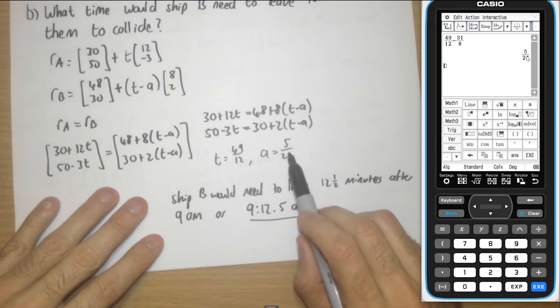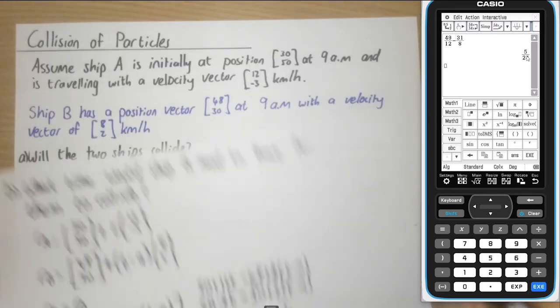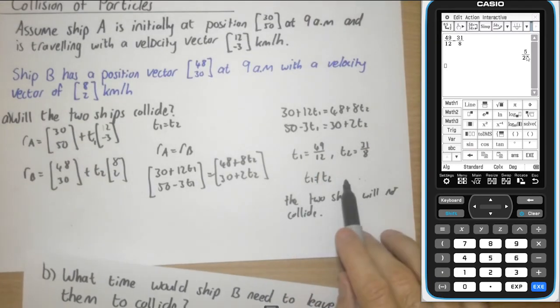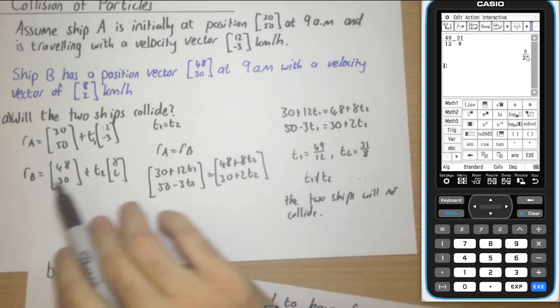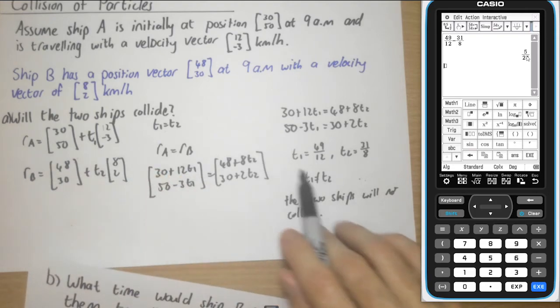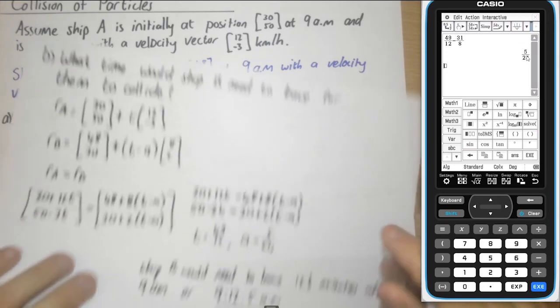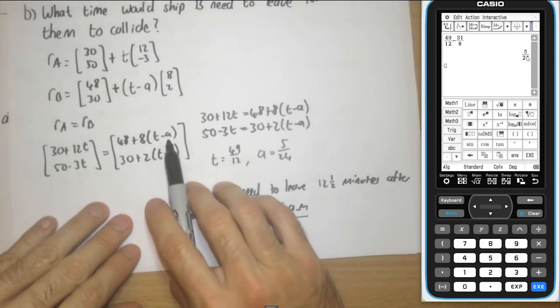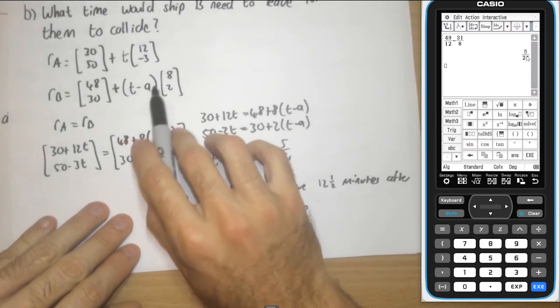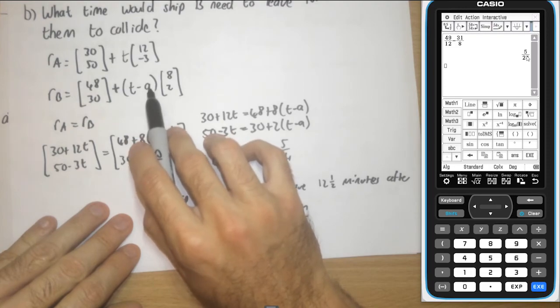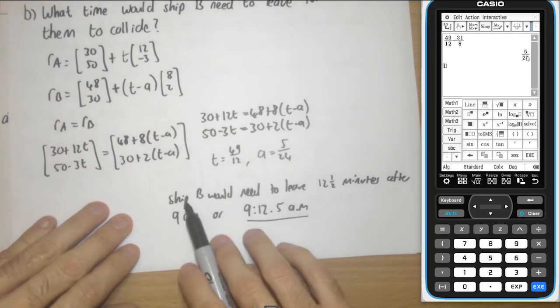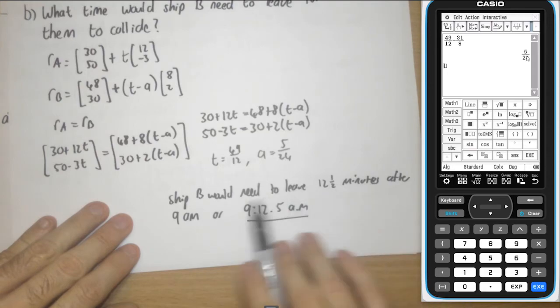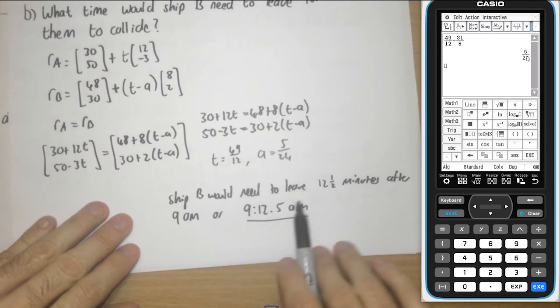So if you haven't already worked out the T1 and the T2 values, and this is why I chose different T times there, the way you'd solve it is just by using the same parameter T, but delaying one of the ships by time A. So ship B would need to leave 12.5 minutes after 9 a.m. They would need to leave at 9:12.5 a.m.